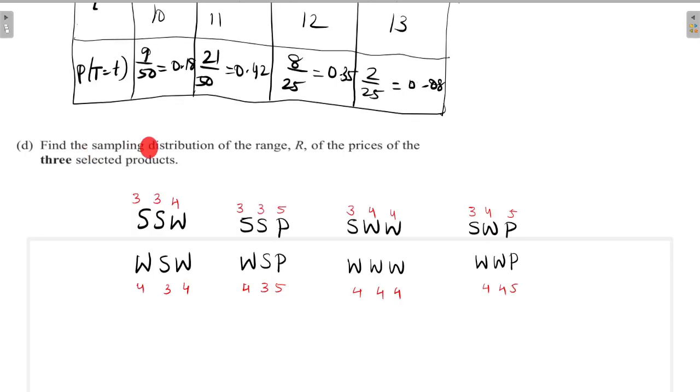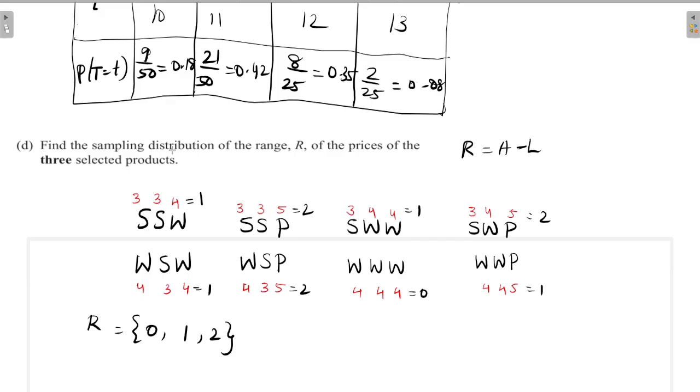Next part is, find the sampling distribution of the range R of the prices of the 3 selected products. So range R. What is range? Range is highest value minus lowest value. We can find out the range of each combination. Here the range equal to 1, here 2, here 1, here 2, here 1, 1, here 2, here 0, here 1. So the required range of the values are 0, 1 and 2.